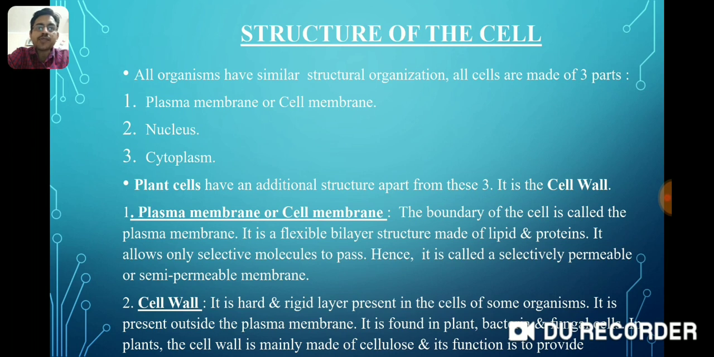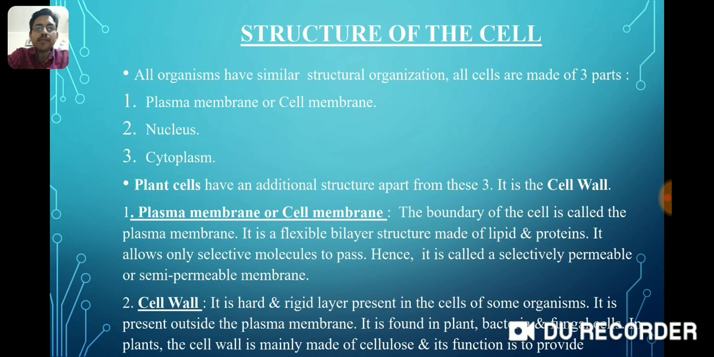All organisms have similar structural organization, so all cells are made up of three parts: plasma membrane or cell membrane, nucleus, and cytoplasm. Plant cells have an additional structure apart from these. It is called the cell wall. Let's talk about plasma membrane in detail.